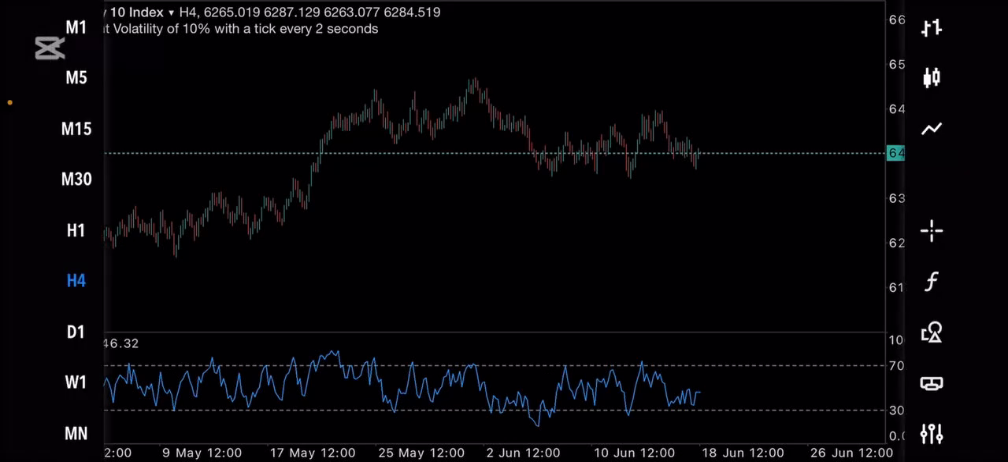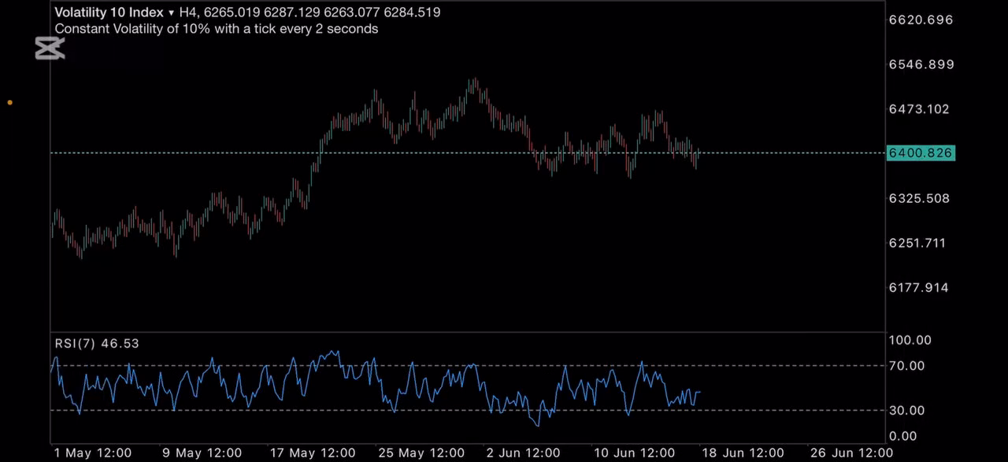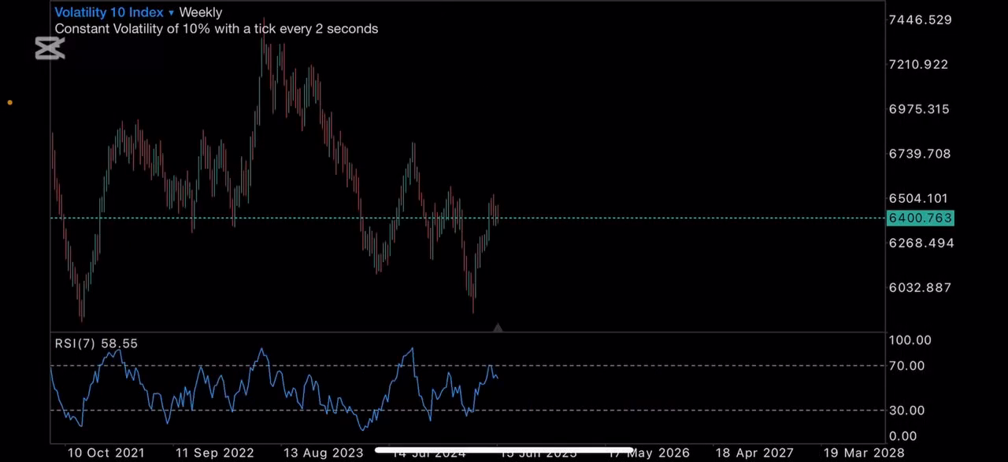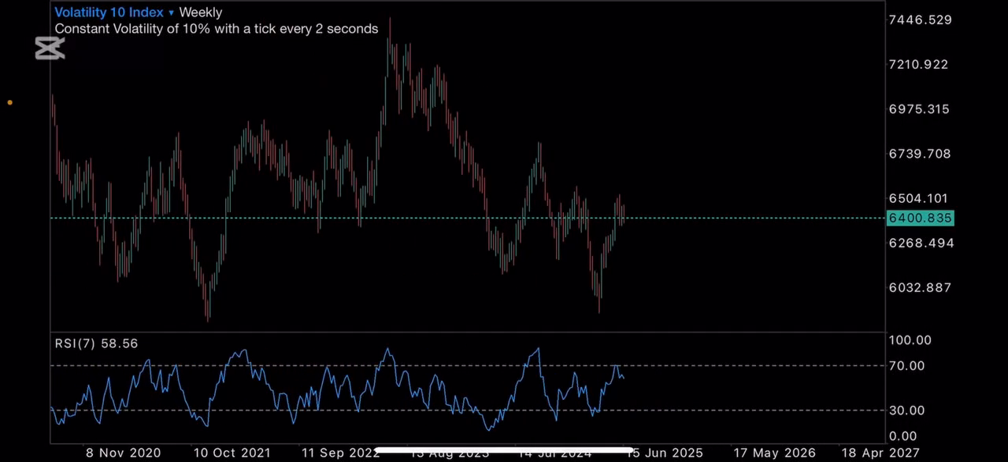Now the first thing you want to do is that when you open your chart, for instance, this is a volatility 10 chart, you want to go to the highest time frame. Let's say in this case, let's go to the weekly time frame. Of course, you can go to the monthly, but I like to start my top-down analysis from the weeklies because then I have more data.